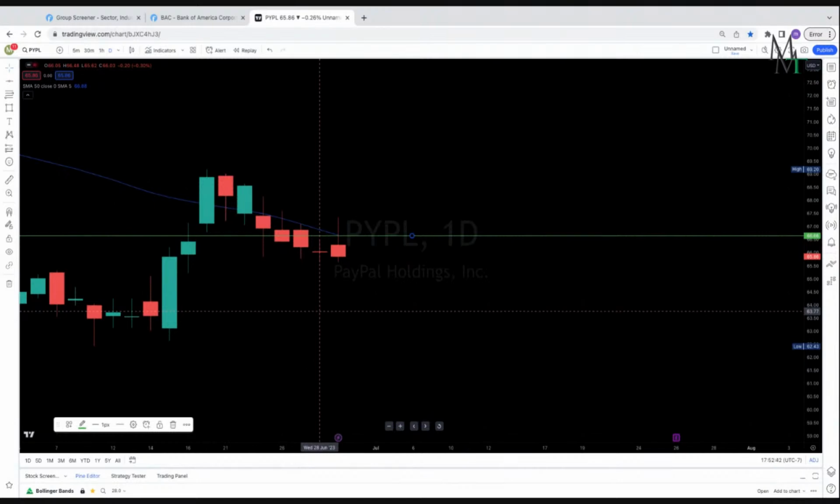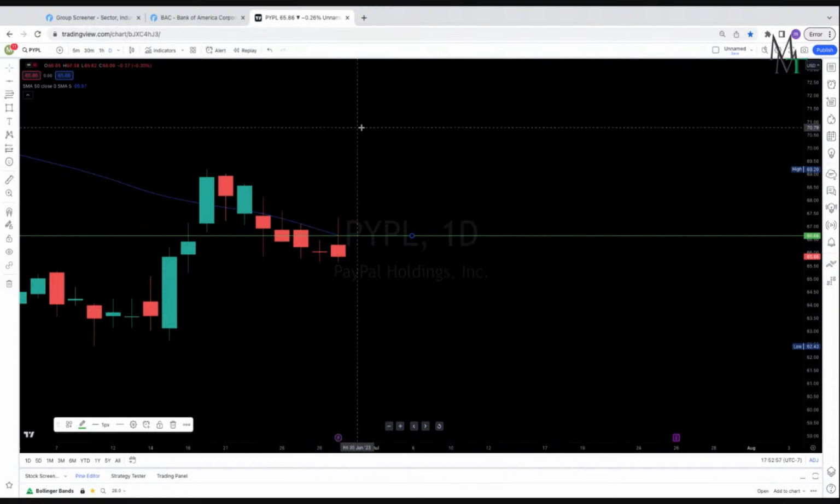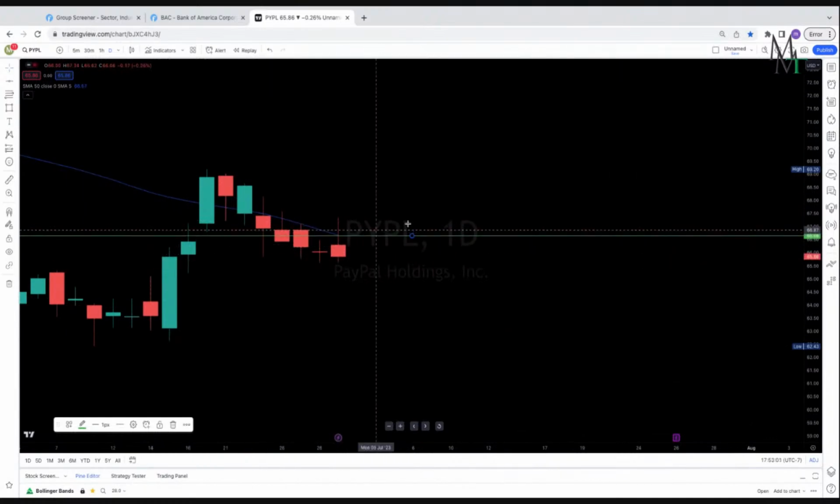You wait for it to reclaim the 50-day moving average or 200, whatever you're looking at, and that's when you add. Your job is not to buy it on the cheapest premium. Your job is to buy it on confirmation because you can scale that, you can repeat that. So now this is my alert on daily. I don't look at PayPal until this breaks. So that's daily for my entry.